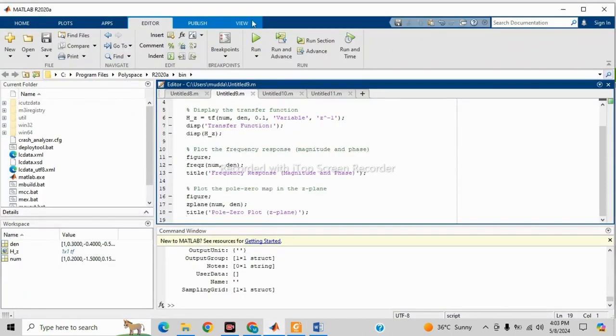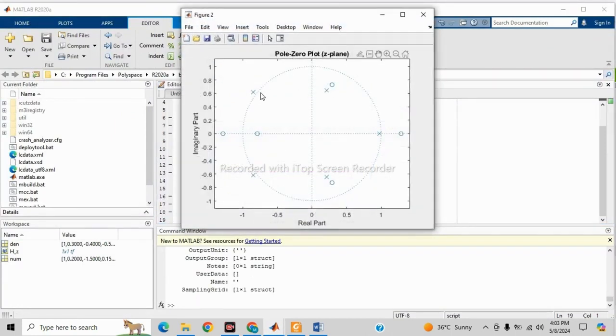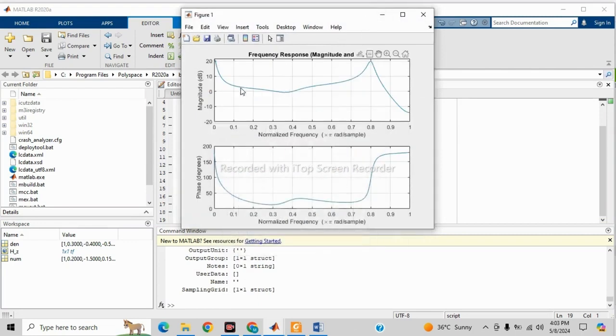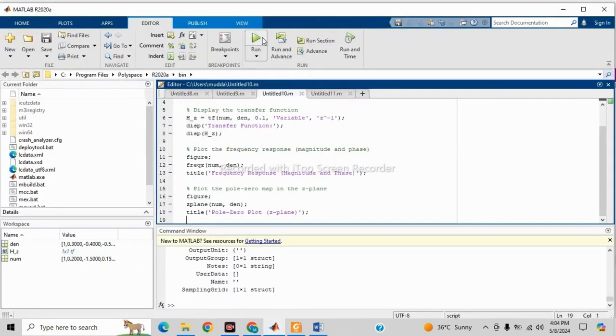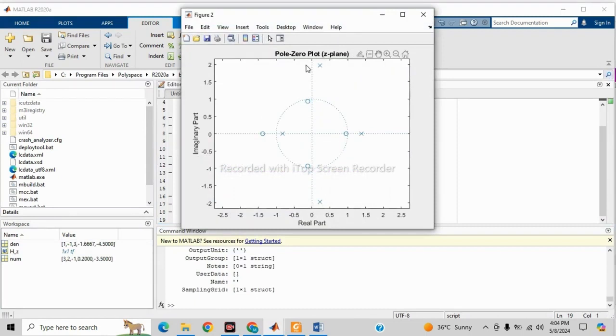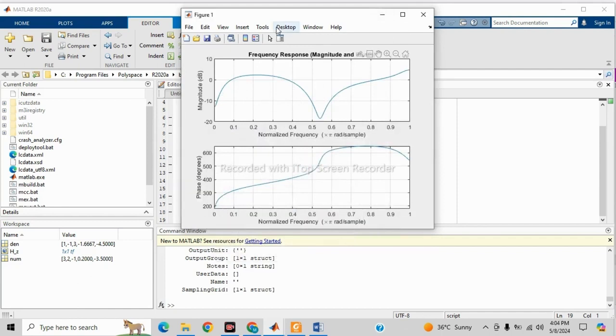So in MATLAB we have this code, and the output is this pole zero plot, and this is the frequency response, magnitude in decibels, and phase in degrees. Next is task number 11, which is explain the graph's output in terms of frequency versus z-planes, poles and zeros. This is the code, and in MATLAB it will be the output. This is the output pole zero plot in z-plane, and this is the frequency response, this magnitude in decibels, and this phase in degrees.